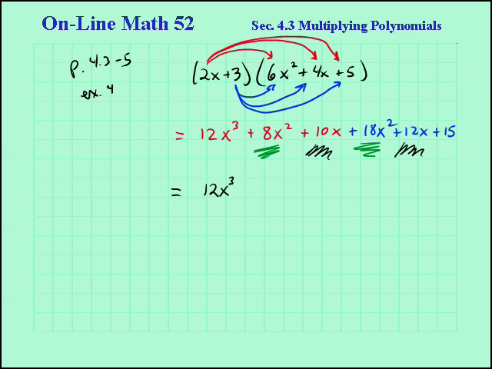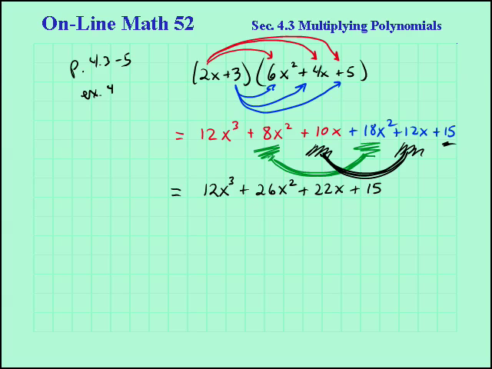But recognizing, again, the 8x squared and the 18x squared, those two together, 26x squared. So that's a positive 26x squared. And the 10x and the 12x, both of them positive, like terms, 22x. And then this 15 is all by itself. It's the only constant term we have. So originally we started, when we multiplied, we got 6 terms. We were able to simplify it down to just 4 terms.